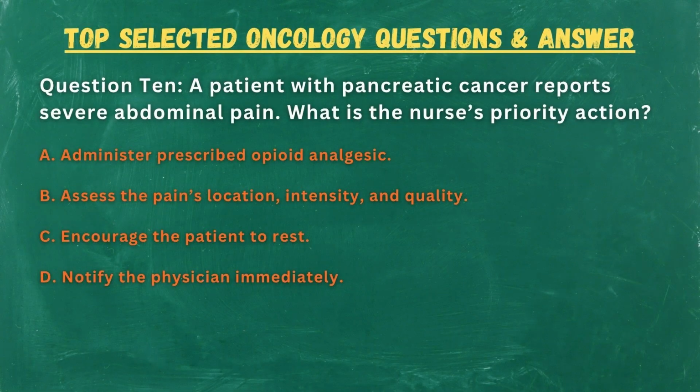Question 10. A patient with pancreatic cancer reports severe abdominal pain. What is the nurse's priority action? A. Administer prescribed opioid analgesic. B. Assess the pain's location, intensity, and quality. C. Encourage the patient to rest. D. Notify the physician immediately.